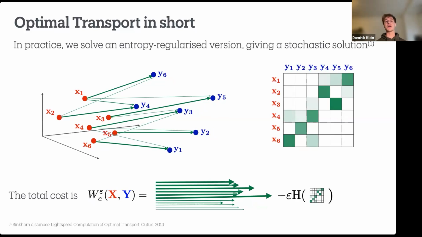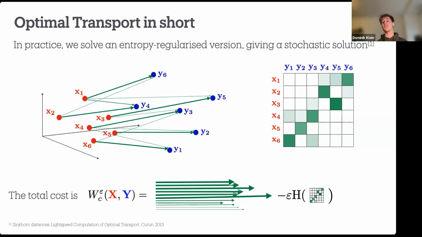This is quantified by the entropy. So here you can see that we still measure the total cost as the sum of all the green arrows, basically, so how expensive it is to transport all of these samples. But at the same time, we want to encourage high entropy. And this epsilon parameter determines how fuzzy our transport matrix will be.